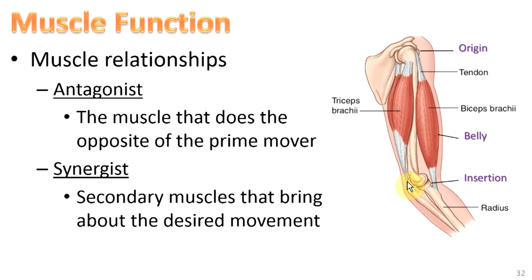And so we do have other muscles that will help bring about the desired movements. If our desired movement is elbow flexion, our prime mover is the biceps brachii. But there are other muscles that help, like the brachialis and the brachioradialis, which we'll get to a little bit later. Those would be called synergists to the elbow flexion. They assist the prime mover.